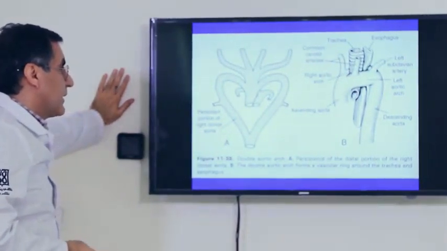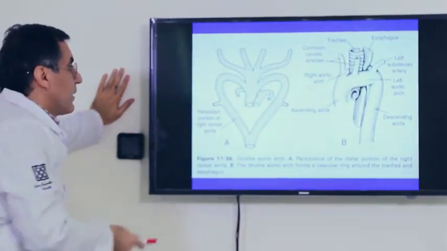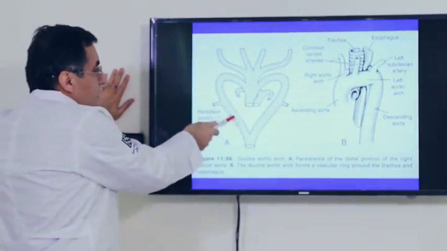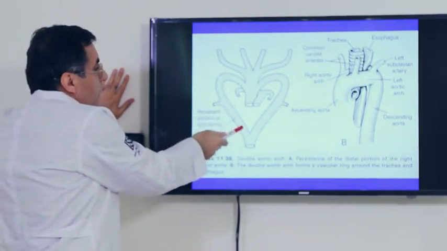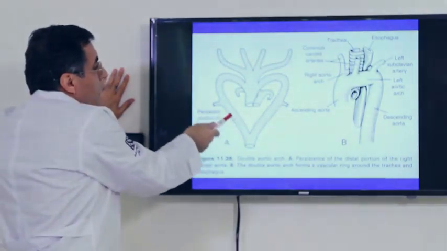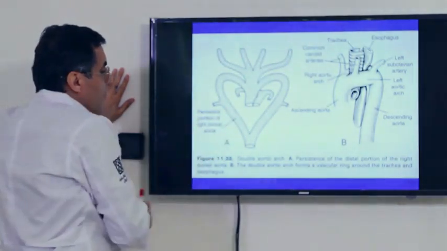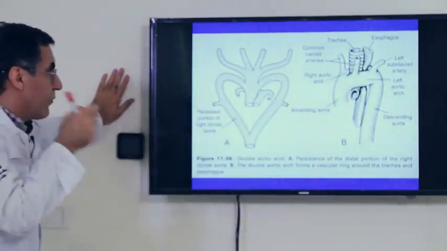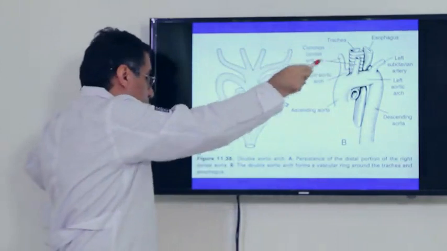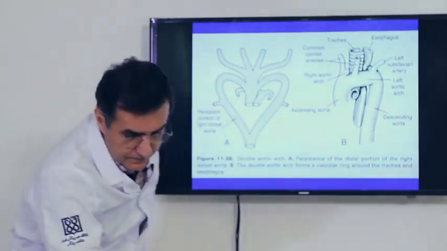This abnormality is formed as a result of persistence of the distal portion of the right dorsal aorta, because normally this distal part of the right dorsal aorta is obliterated. The double aortic arch forms a vascular ring around the trachea and esophagus.